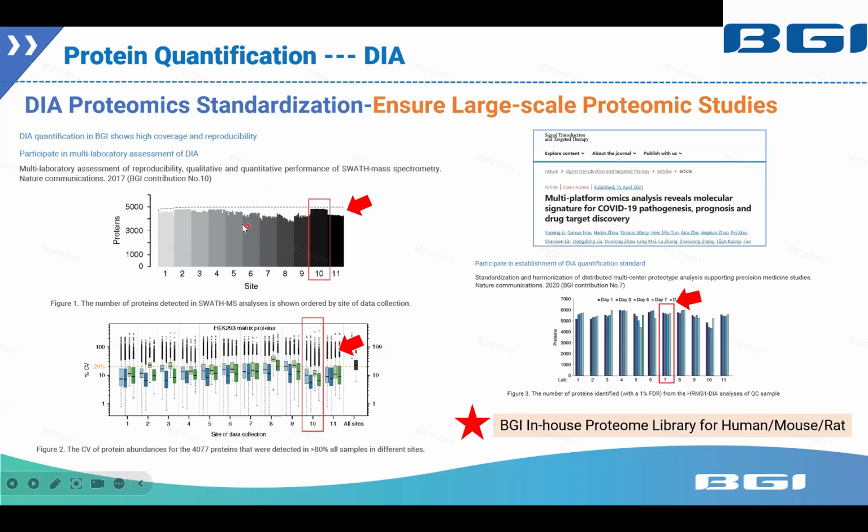And BGI was a participant, site 10, in this study, and the research was published in Nature Communications in 2017. So later, BGI collaborated again with 11 labs from 9 countries around the world to establish a set of standard procedures for large cohort DIA protein quantification. So this ensures stable, sensitive, reproducible data across multiple center labs, supporting accurate research.